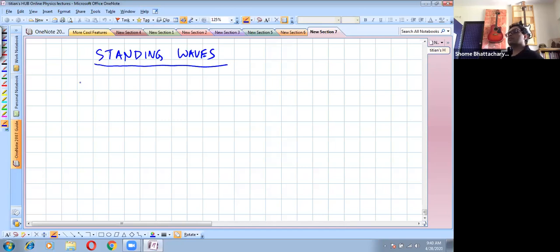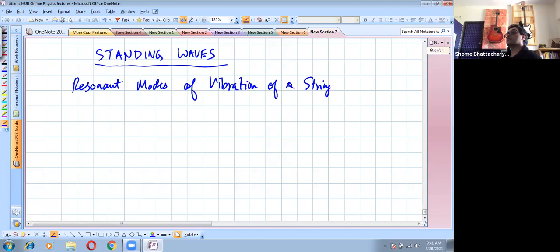So the general concept of standing waves. So these are resonant modes. This is something very standard. I'm sure all of you are aware of this.